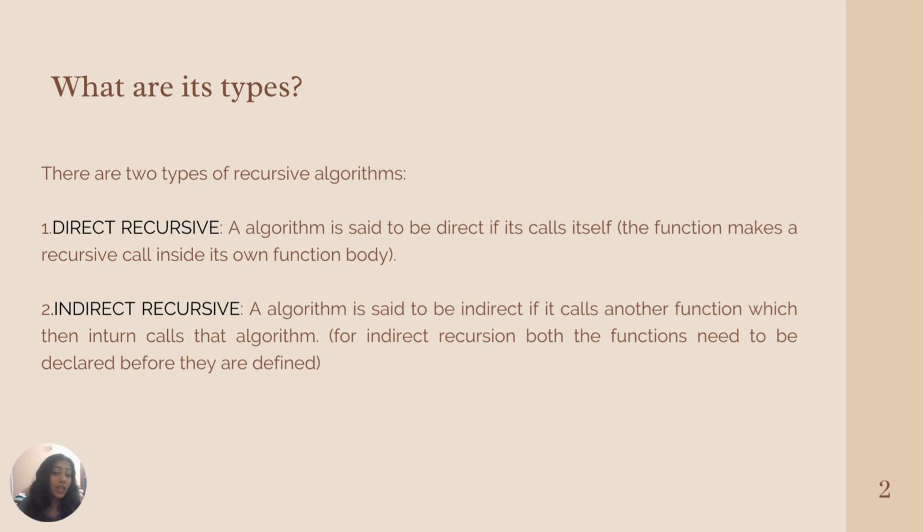And for indirect recursion, both the functions need to be declared before they are defined. For example, if there is a function A, then it will call a function B, and that function B will call the function A again. This is called indirect recursive calling.